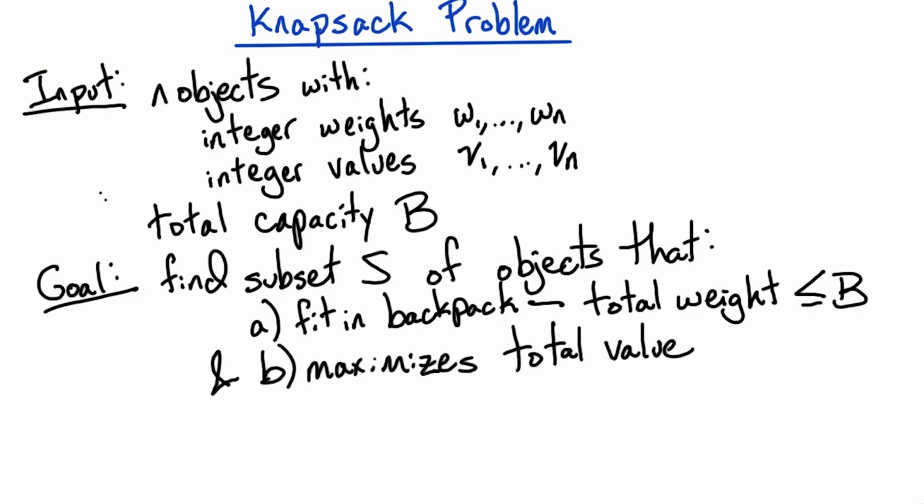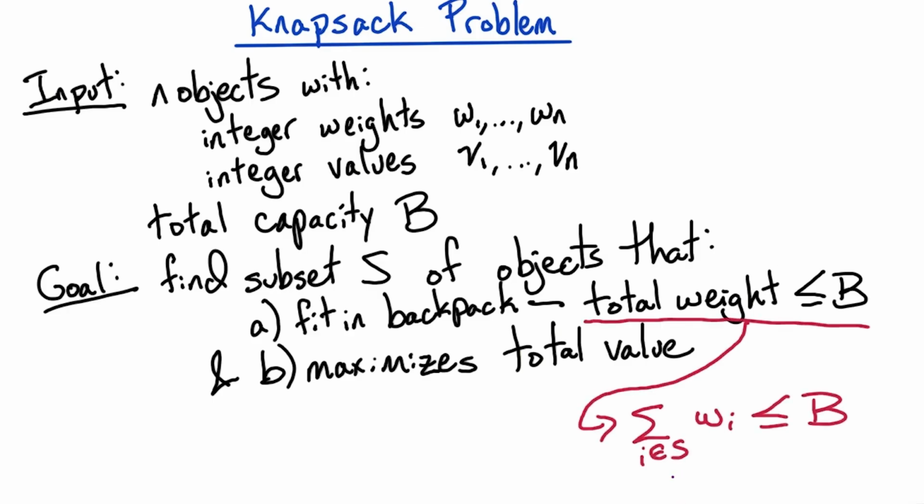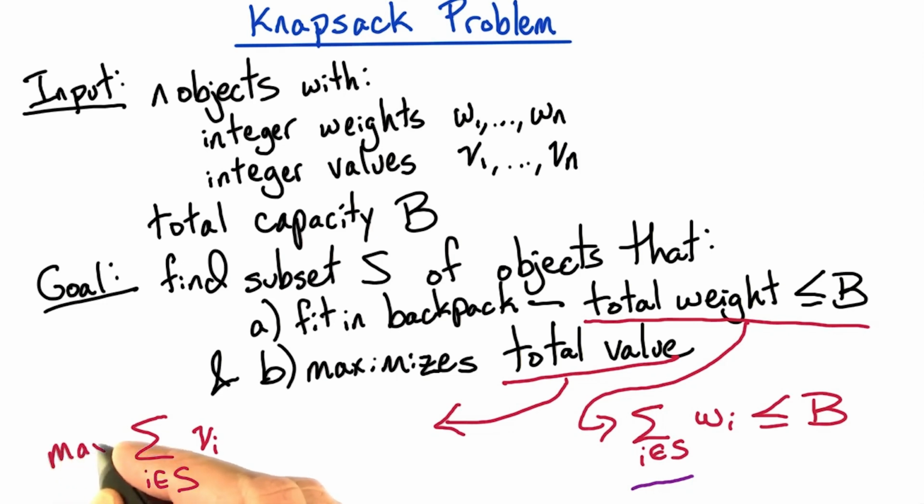So let's try to restate this in more precise mathematical terms. What do we mean by the total weight is at most capital B? We want to look at the objects which are in our chosen subset S. We want to look at the weight of these, sum over the weights, and we want that total weight to be at most capital B. The total value for a subset of objects is the sum over the objects in the subset of their individual values, and we're trying to maximize that sum. So we're trying to find the subset of objects with maximum value, but maintaining that it fits in the backpack, so their total weight is at most B.